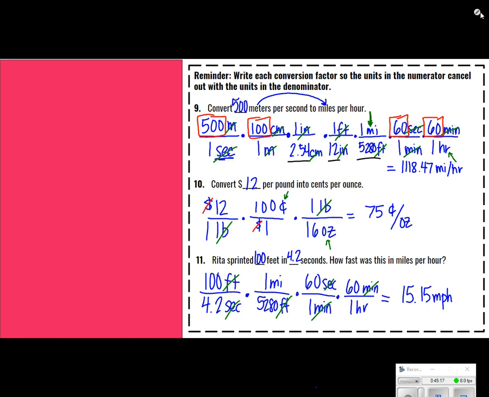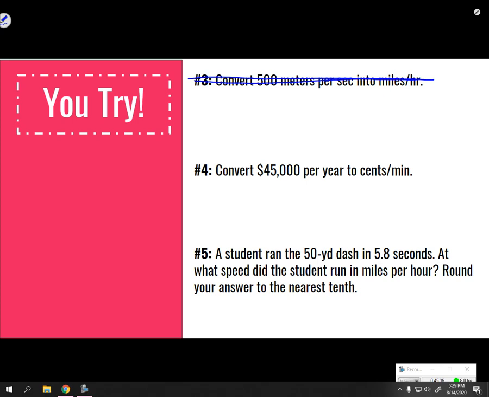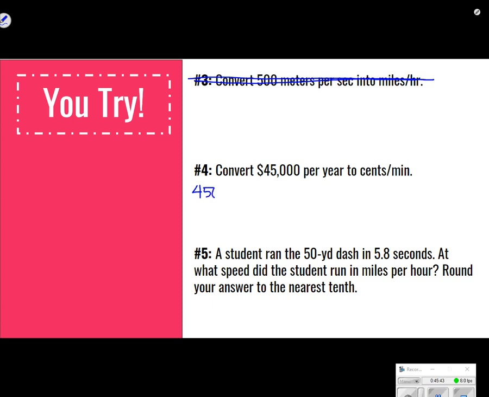Let's see what else we've got. Okay. Here are some where you can try it yourself. You need to pause the video and try to convert. Oh, we already did number 3, 500 meters per second. Don't do number 3. So we're going to convert $45,000 per year to cents per minute. So $45,000 per 1 year. And we're going to convert that to cents. So we know in $1 there are 100 cents. So that takes care of my dollars. So now I've got cents per year.